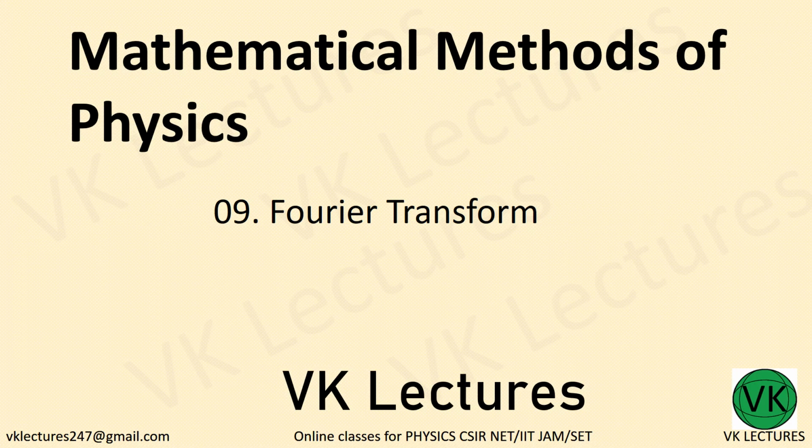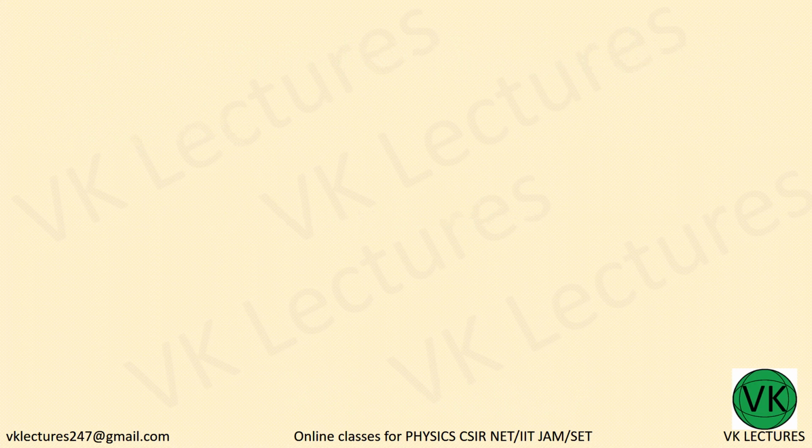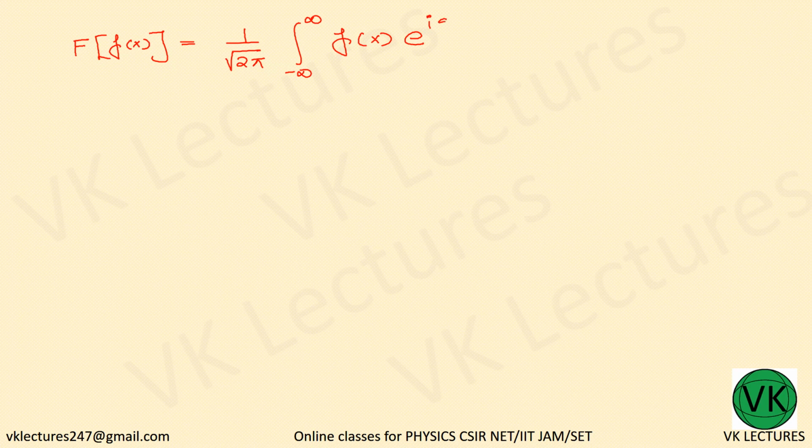Friends, in this lecture we are going to see Fourier transform. Fourier transform of a function f of s. So Fourier transform of some function f of x is equal to 1 by root of 2 pi integral from minus infinity to plus infinity f of x e to the power i s x dx.